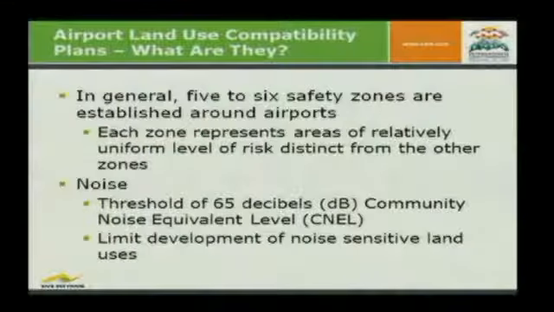So in general, we put up about 5 to 6 safety zones around each airport, and each zone is a geometrical area that represents a relatively uniform level of risk that's distinct from the other geometrically determined zones. And then we have our noise contours, which basically represent uniform areas of average noise level. 65 dB CNEL is our threshold for compatibility in general in the state of California.